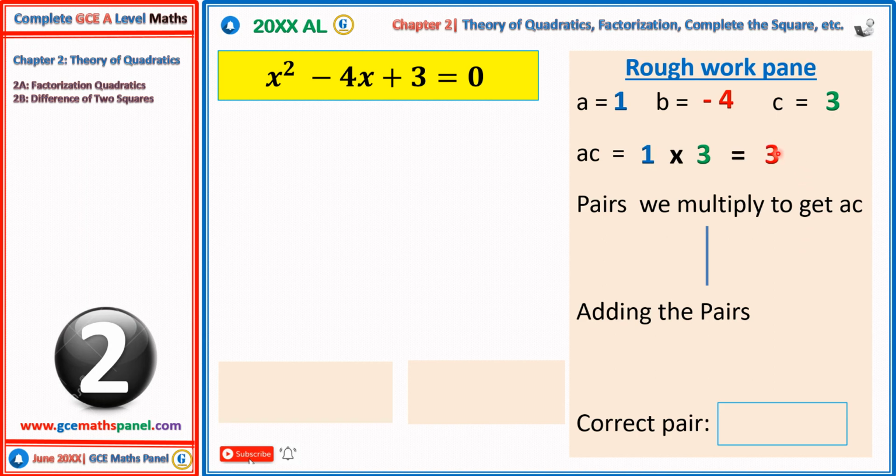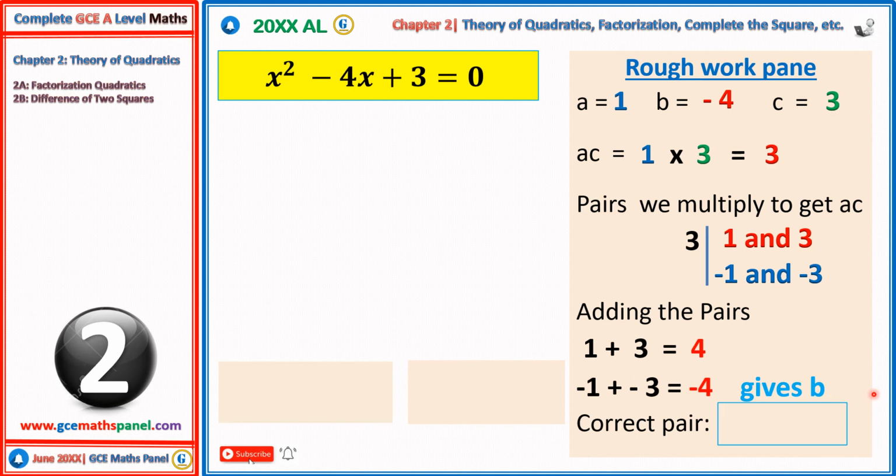We now look for the pairs of factors of these 3, which when multiplied will give us 3. We have plus 1 and plus 3. We equally have minus 1 and minus 3. We add each of these pairs to see which gives our b term here, the middle term, which is minus 4. As you can see, we are going to add them and see which of them will give us minus 4. So the first one does not, but the second one gives us minus 4.